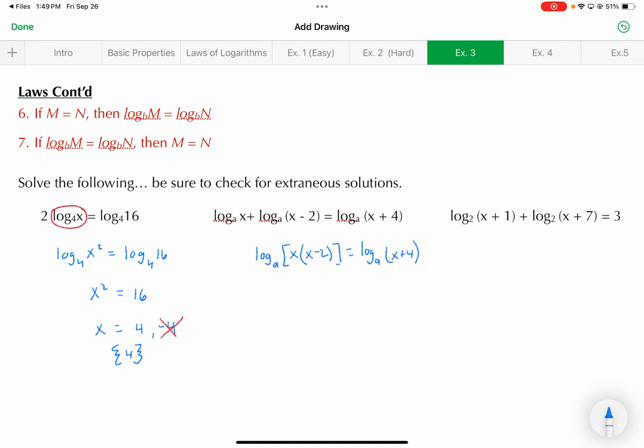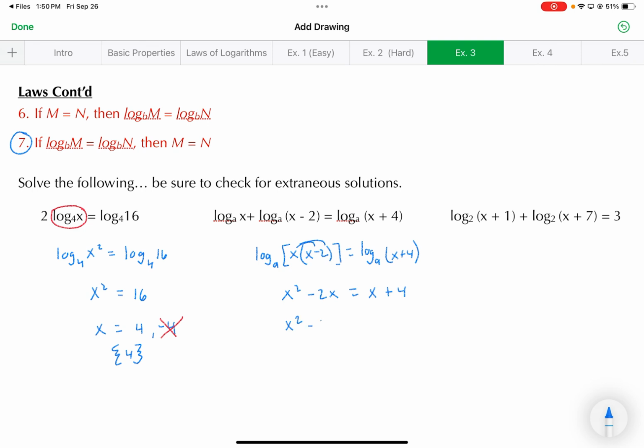Now that I have a single logarithm equal to a single logarithm and they have the same base, I can use property 7 up here, and I can effectively take the logs out of play and just set the arguments equal to each other. So how about I distribute this? I'm going to make this x squared minus 2x equals x plus 4.